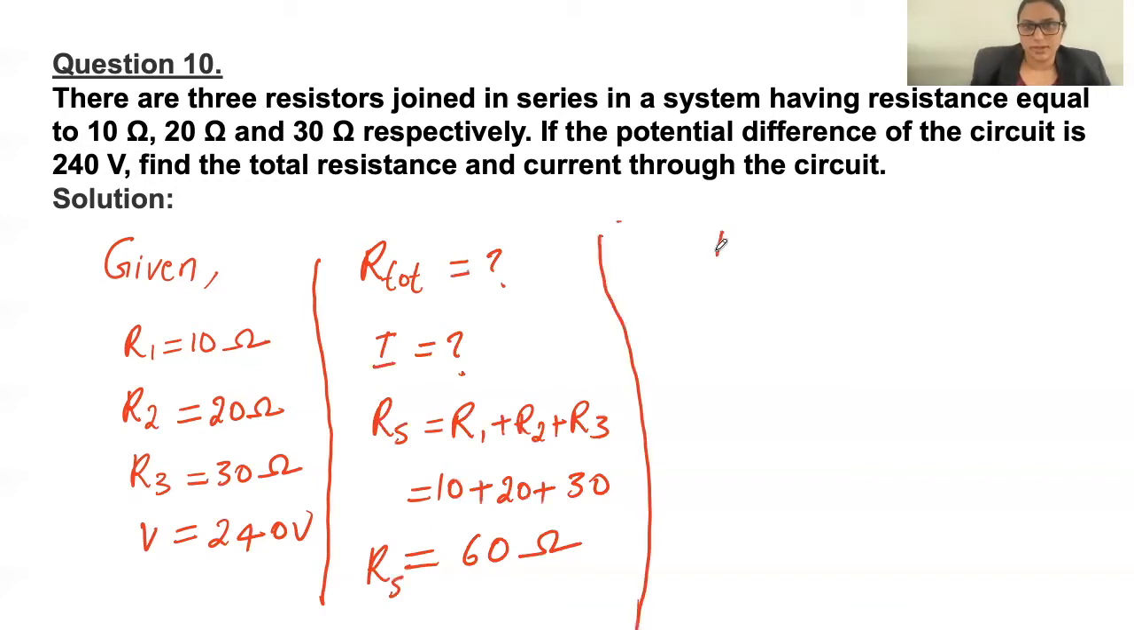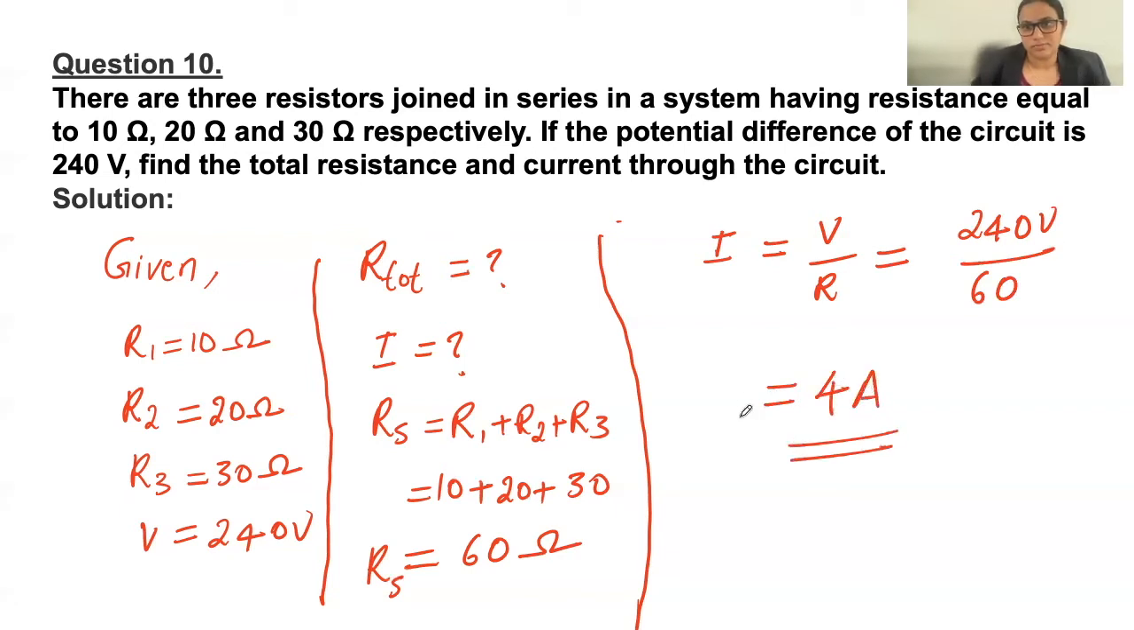Let us find out the current. I is equal to, using Ohm's law, V by R, which is equal to V, 240 volt, divided by 60. So which gives 4 ampere. So the I is 4 ampere. The total resistance is 60 ohm. That is the final answer.